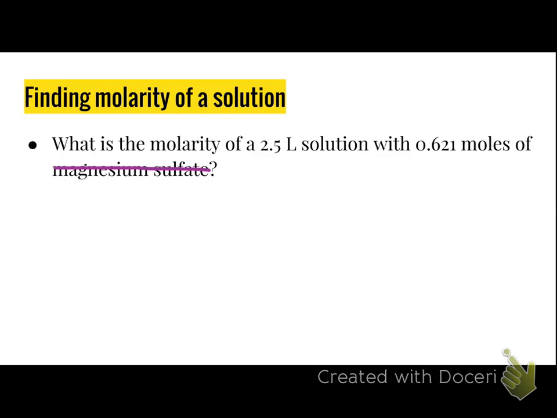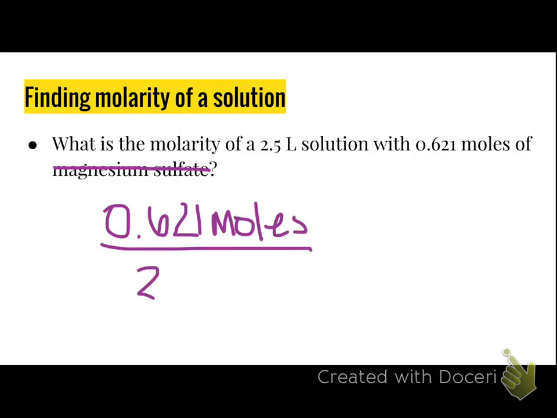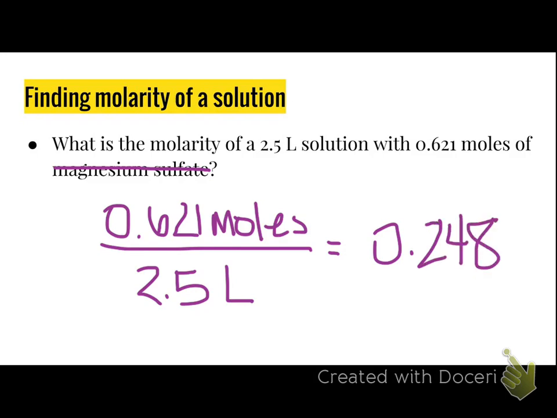So now this is a simple math problem where you're going to take your 0.621 moles and you're going to divide that by 2.5 liters. And that gives you 0.248. And actually, we'll look at sig figs. This should be 0.25.